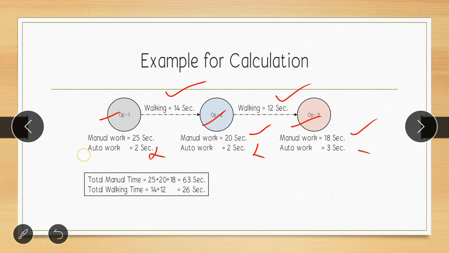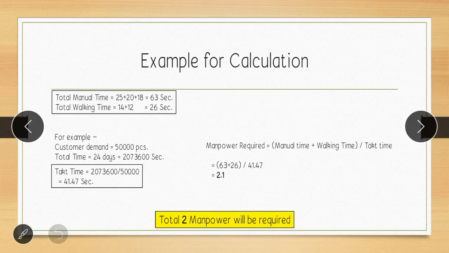These auto works we don't need; only manual time and working time are required. So we will calculate the total manual time and total working time. For this example, total manual time is 63 seconds and total working time is 26 seconds. Remember this. Then we calculate: customer demand is again 50,000 pieces and total time is 24 days. According to this we have the customer demand and total time, so firstly we will calculate the takt time. The takt time will be 41.47 seconds.